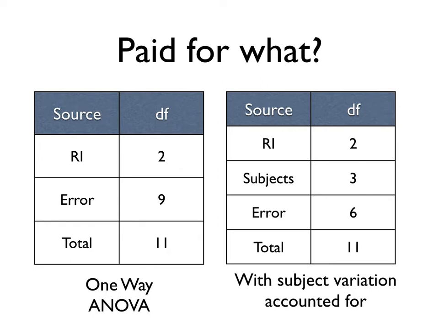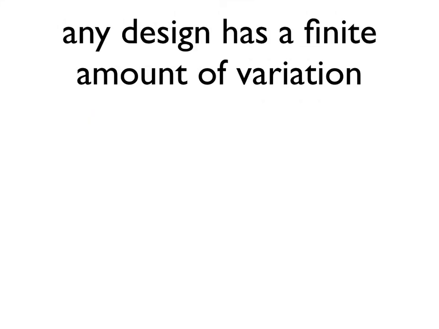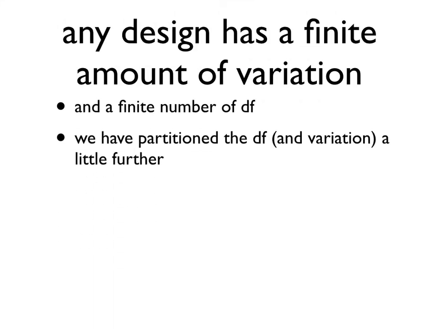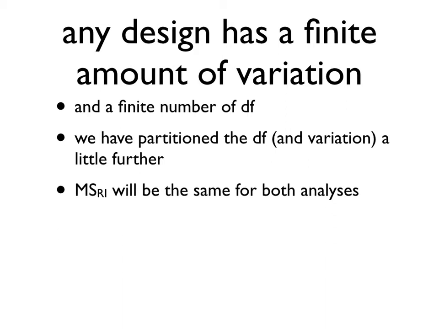Okay. Questions so far? So in any design there's a finite amount of variation and a finite number of degrees of freedom, and we've partitioned the degrees of freedom and the variance a little bit further. That's all we've done here. Mean squared retention interval, mean squared treatment if you want to call it that, will be the same for both of those. Notice the degrees of freedom didn't change, so those mean squares are going to be exactly the same number. Just like I said when I was breaking down the model, the taus are the same.